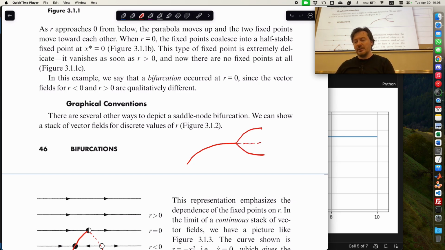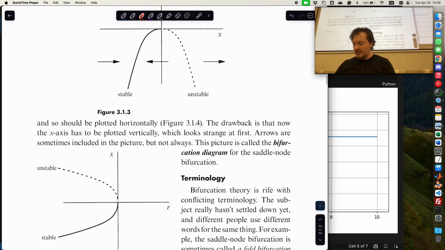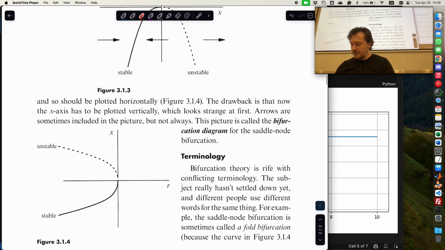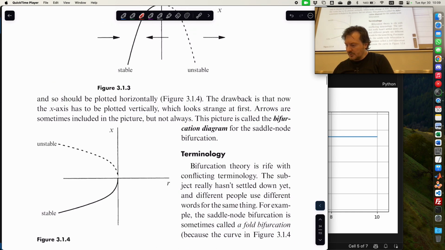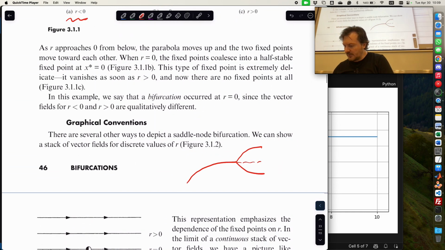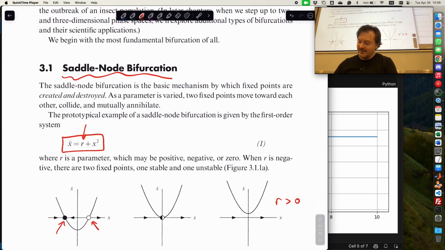But each one of them has its name. So let's look at their names. There is some terminology here. For example, the saddle node bifurcation is sometimes called a fold bifurcation. Was this one saddle node bifurcation? Yes, because of the title. Why saddle node? It looks like the saddle of the horse you sit on. Yeah, exactly.